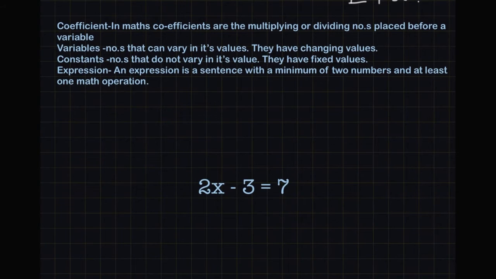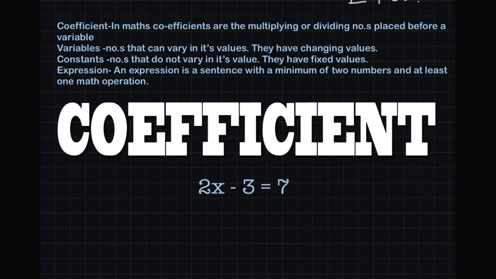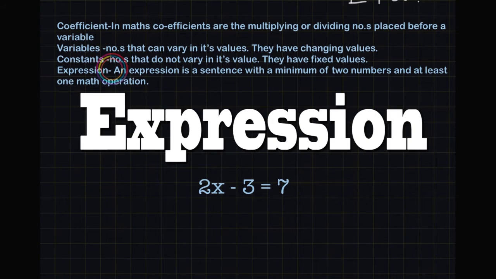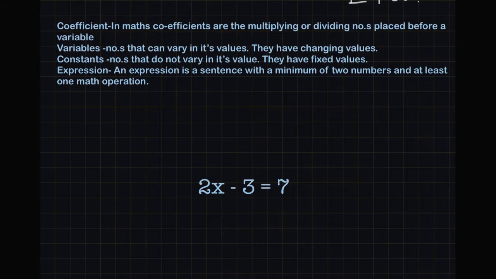Now let's look at some terms: coefficient, variable, constant and expression. In order to understand each of them, here we have an equation: 2x minus 3 equals 7. Let's find the variable first. As you can see, variables are numbers that can vary in their values. They have changing values. It means that a variable's value is not fixed. So the variable here is x.